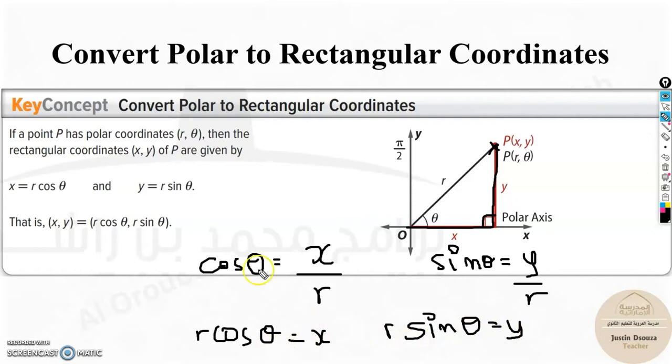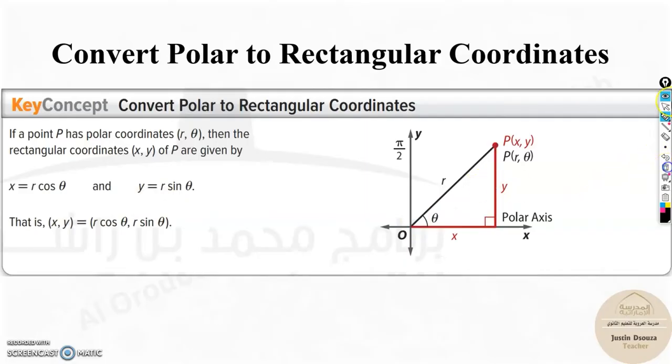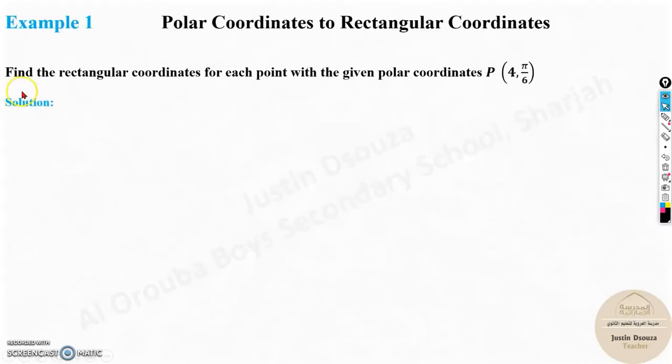So these are the formulas which you'll be using. x is equal to r cos theta, y is equal to r sine theta. If you use this, you can easily get the x and y coordinates. We will see a problem, and you'll understand how easy and simple it is. Here we have to find the rectangular coordinates for the point with given polar coordinates 4, pi by 6.